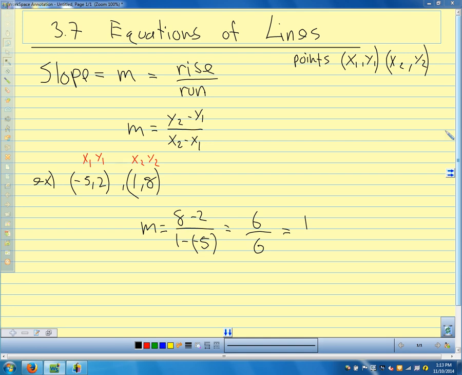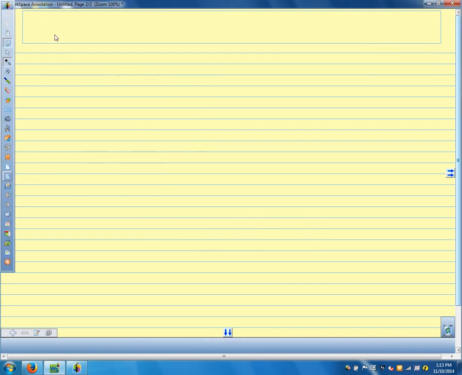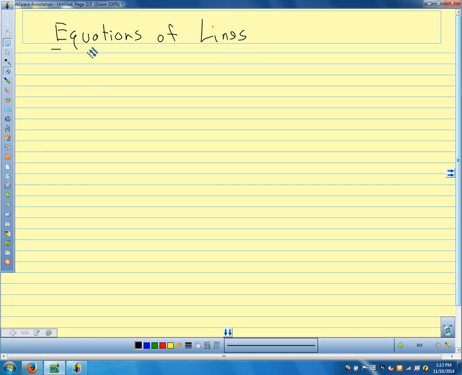All right, questions there on slope? Should be familiar. All right, equations of lines. We have two forms of equations that we use most often. The first, y equals mx plus b. Do you remember the name of this form? Slope intercept, very good.